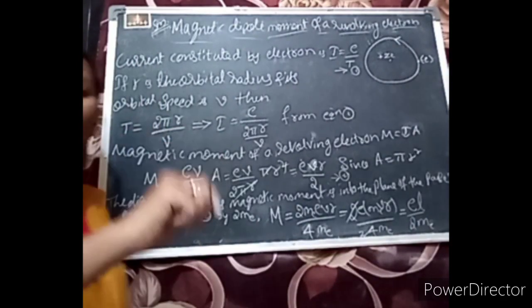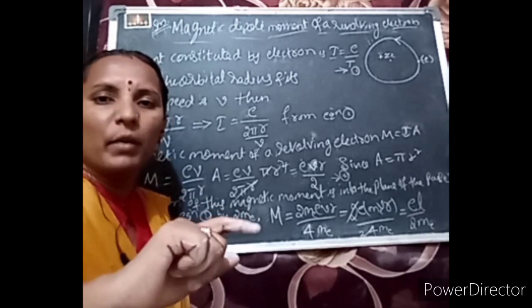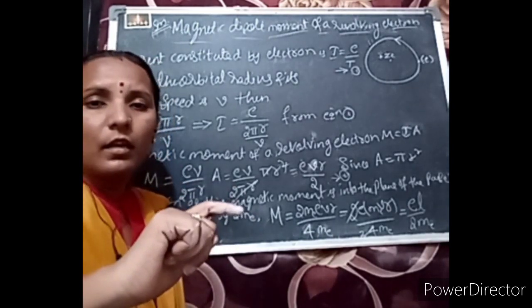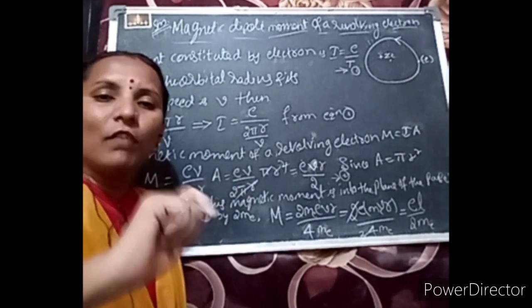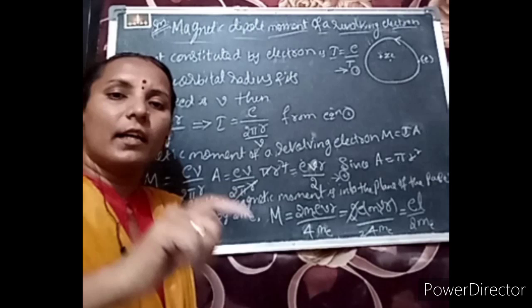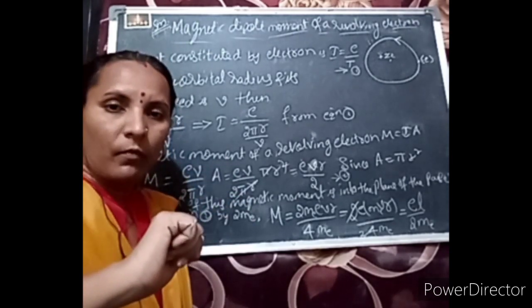So magnetic dipole moment. In moving charges and magnetism, we are discussing the magnetic dipole moment of a revolving electron. I am explaining that a revolving electron also constitutes a current. Along with that current, a magnetic field is also produced due to that rotation.